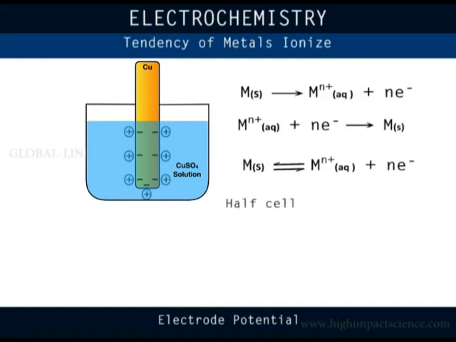The half cell can be represented as metal-metal ion. The vertical line represents the phase boundary where a potential difference develops. For example, in this case, the copper half cell is represented as shown here.